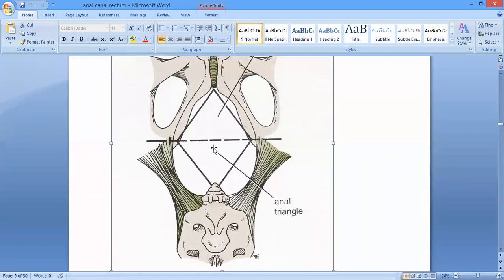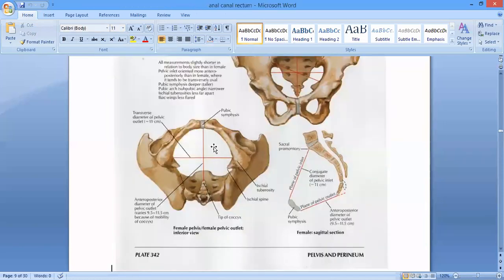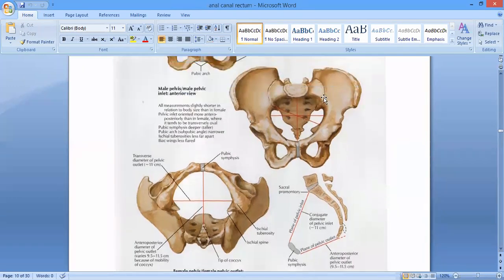Let me show you the pelvic outlet somewhere else also. You see the pelvis. This is the pelvic brim, this is the pelvic inlet, and there is the pubic arch, and then the tip of the coccyx at the lower end of the pelvis, right? They're going to form the pelvic outlet. You can see the tuberosities, right? The pubic symphysis, the pubic arch, and then the tip of the coccyx.